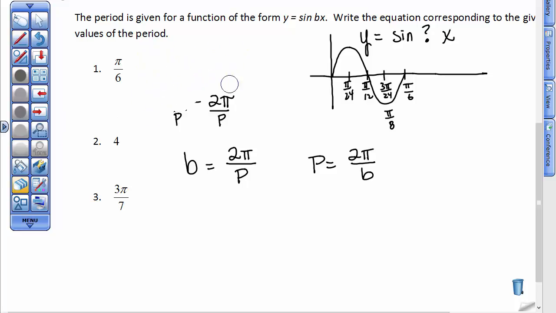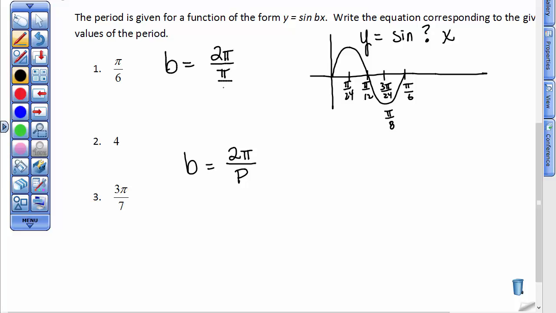So since my period, and I'm going to leave this formula right here, since my period is pi over 6 for this problem, to find b, I'm going to take 2 pi and divide it by pi over 6. Now remember, when you take 2 pi and divide it by a fraction, you multiply it by its reciprocal, which is 6 over pi. And so these pi's will cancel out because one's in the numerator and one's in the denominator. And my b value for this problem will be 2 times 6, or 12.